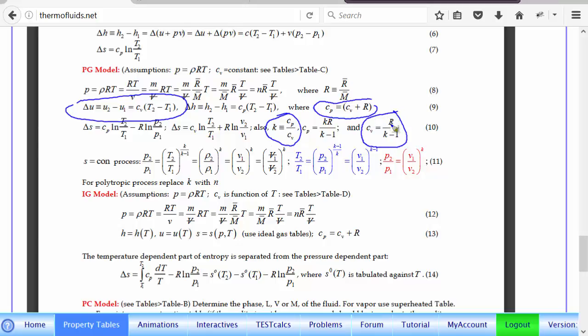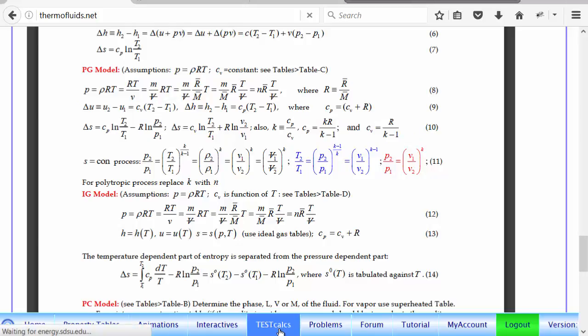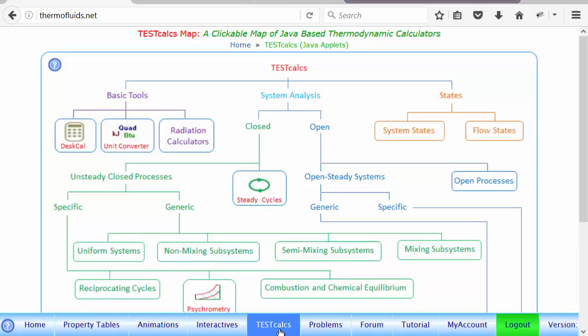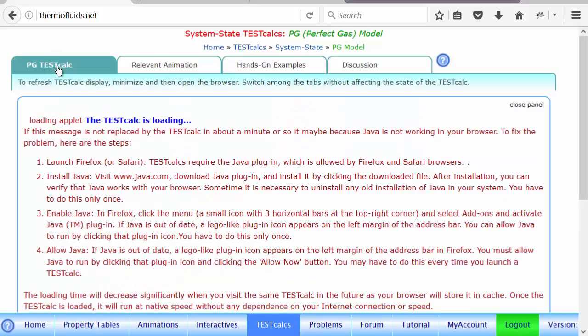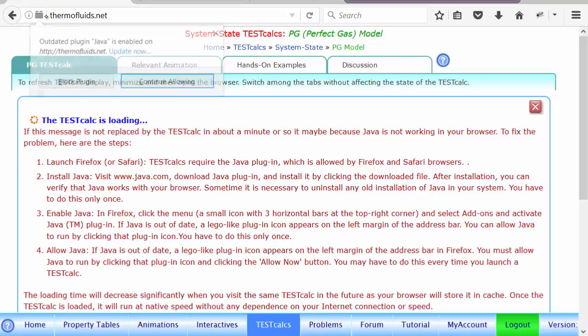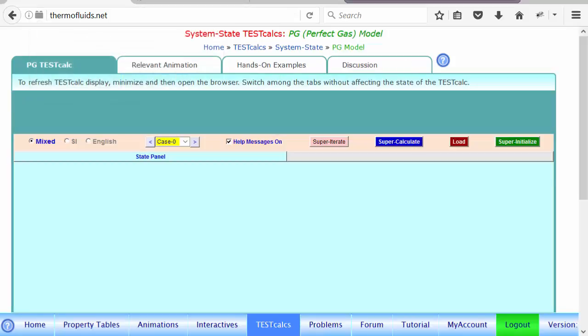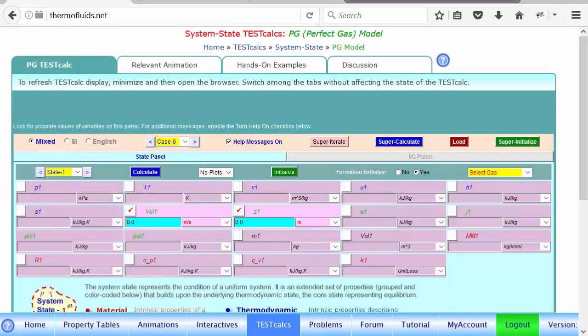The material properties are connected by this. I showed you this formula, but it's already here. So in this problem, R is known, k is known, so Cv could be found. Okay, now how do we verify all these? For that, we go to TEST calcs and launch, let's say, the system state, and we launch the PG model. Come here, and we have to always allow Java, and then we get started.